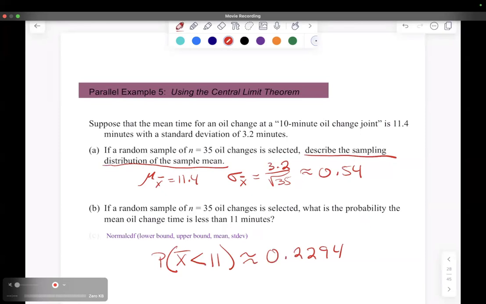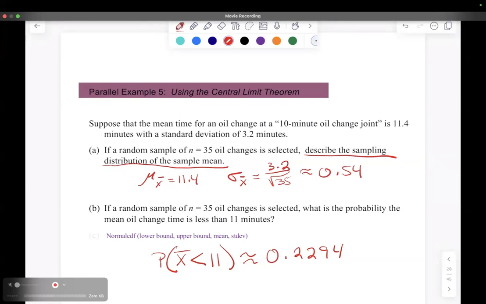How'd we do? So one of the things this can be used for: let's say somebody's putting out some information, like in this example, saying, hey, look at my shop. The average time it takes for an oil change is 11.4 minutes with this standard deviation. Come on in and get your oil changed because this is a really good time. And somebody takes a random sample of 35 and gets an average time in that 35 of 13 minutes.